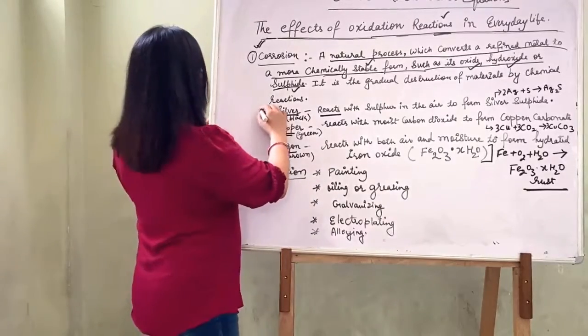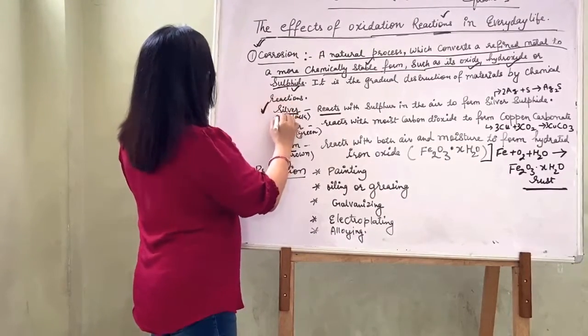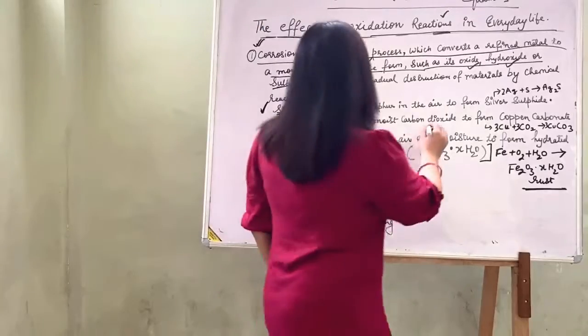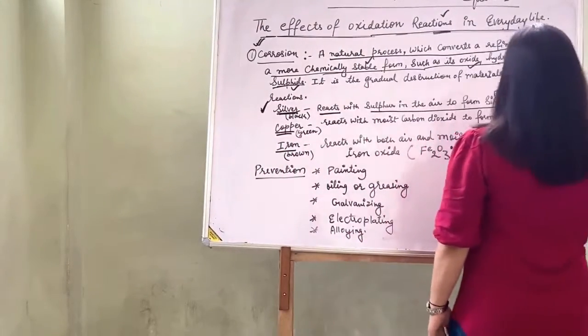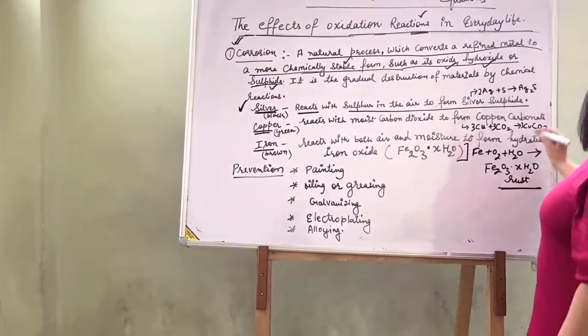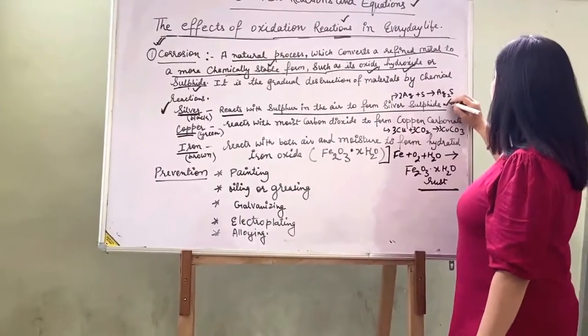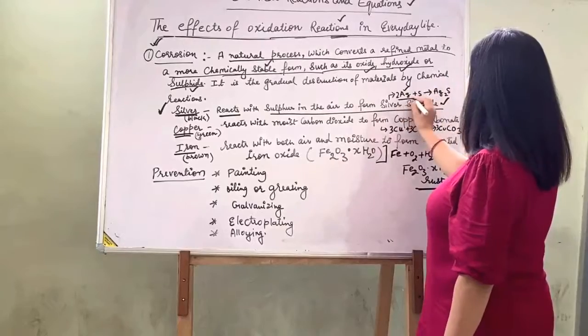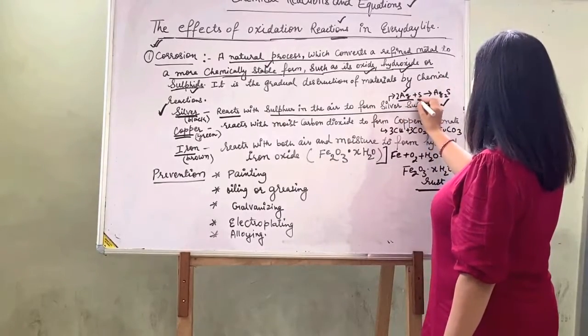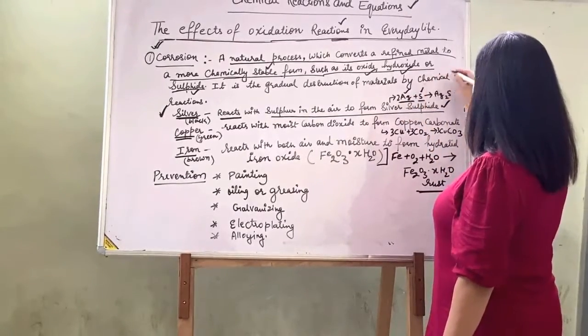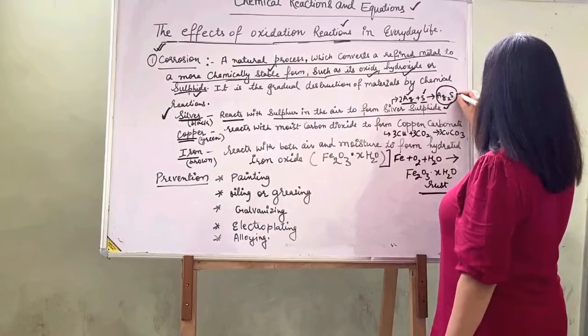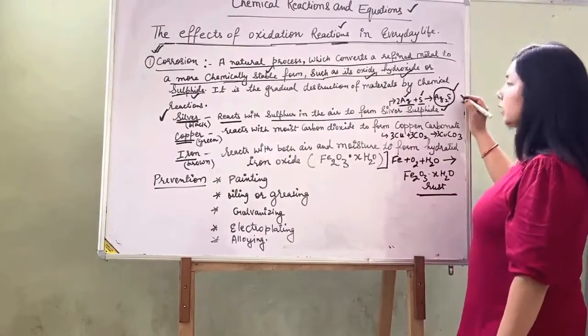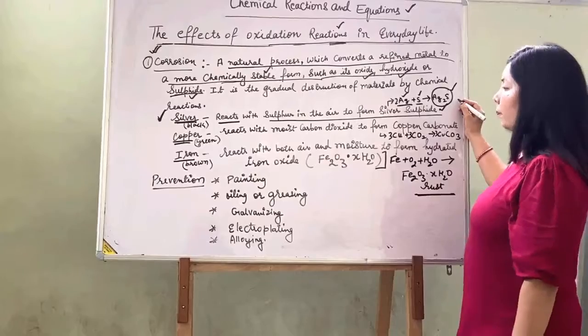For example, we can see the corrosion in silver. Silver reacts with sulfur in the air to form silver sulfide. So silver sulfide is an oxidized form. So Ag, the symbol for silver, when it reacts with sulfur, that is S, forms silver sulfide, and that is why it changes into black color.